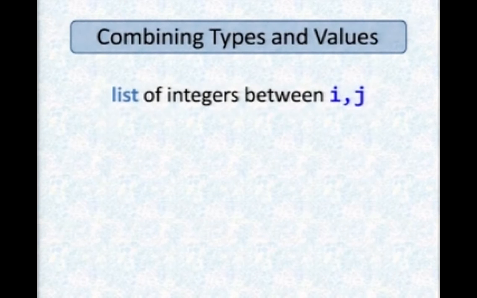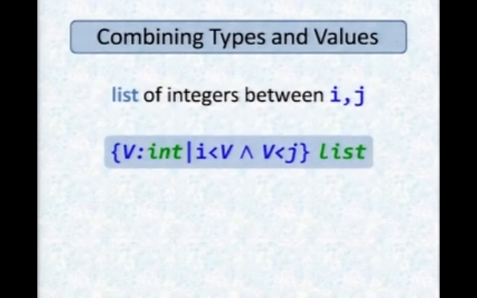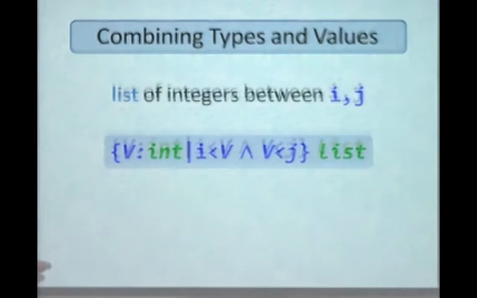What about a list of integers between i and j? It's pretty straightforward. This describes integers between i and j, and you just slap a list in front of it.